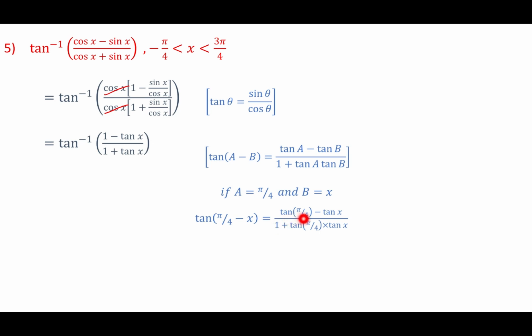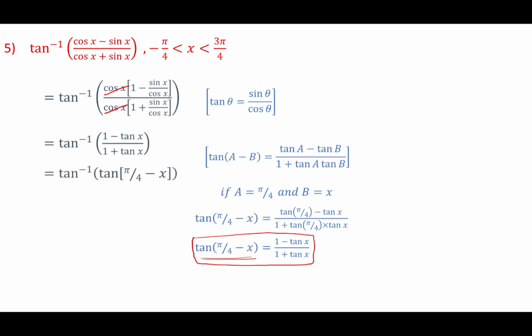Tan pi by 4, which is 45 degrees, is 1. So here also 1, here also 1. So tan of pi by 4 minus x is equal to 1 minus tan x over 1 plus tan x. So in place of 1 minus tan x over 1 plus tan x, I can write tan of pi by 4 minus x. Now I can cross out tan inverse and tan, but this pi by 4 minus x must lie in the range of tan inverse x.